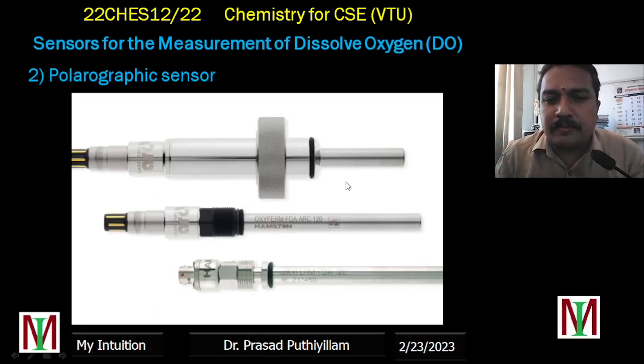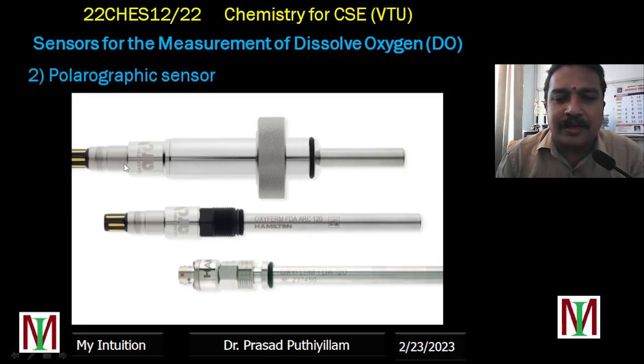Polarographic sensors, what we see in the market, will not be the schematic one, they have these shapes. So these are the different oxygen sensors available in the market. Okay, so its schematic one is represented in the previous image.